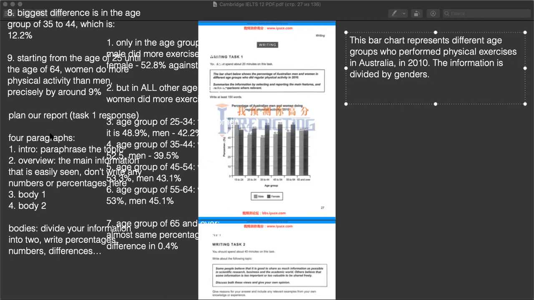So this is the intro. What I did, I just paraphrased the topic. Okay, now let's go. Now I should write the overview, the main information, easily seen. Don't write any numbers or percentages here. So what should we do?